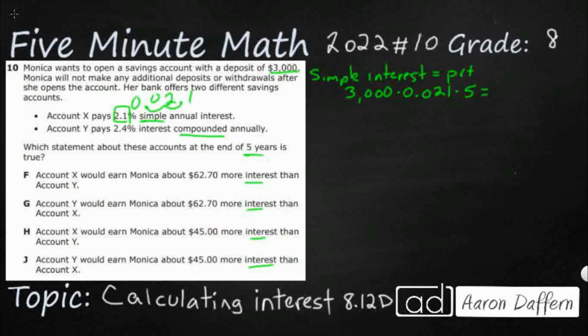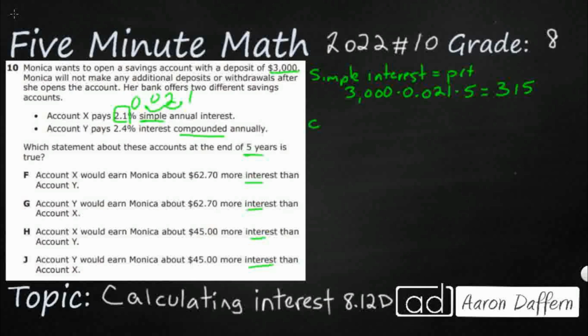All right, so let's calculate that. It is pretty straightforward. We can go ahead and do the 3 times the 5 to get 15,000. But we definitely need our calculator to multiply by that 0.021. And it looks like we're going to get 315. So $315 worth of interest.